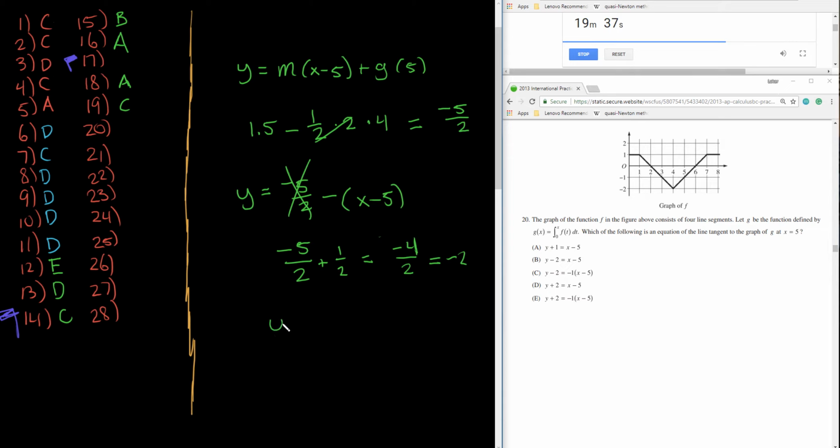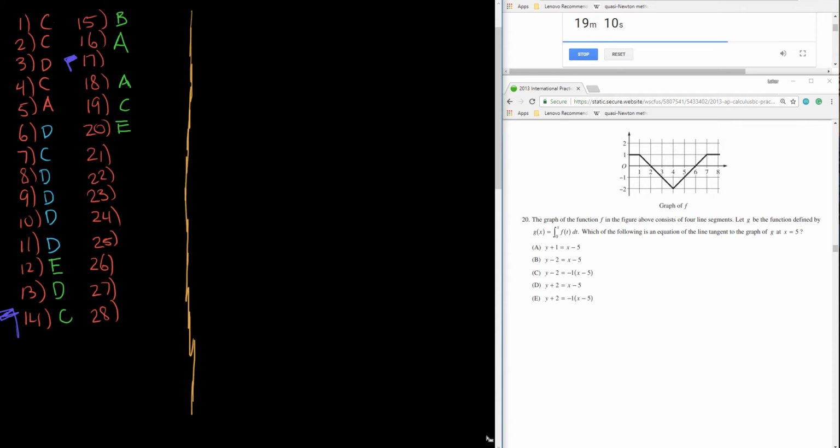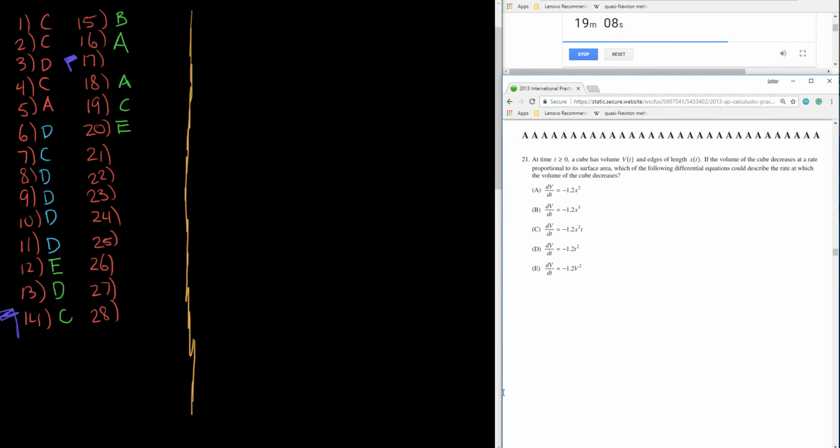So we have y equals -2 minus x plus 5, aka y plus 2 equals -x plus 5, aka y plus 2 equals -1 times x minus 5. Yeah, I don't know why they didn't simplify that up, but whatever, it's answer E. Alright.